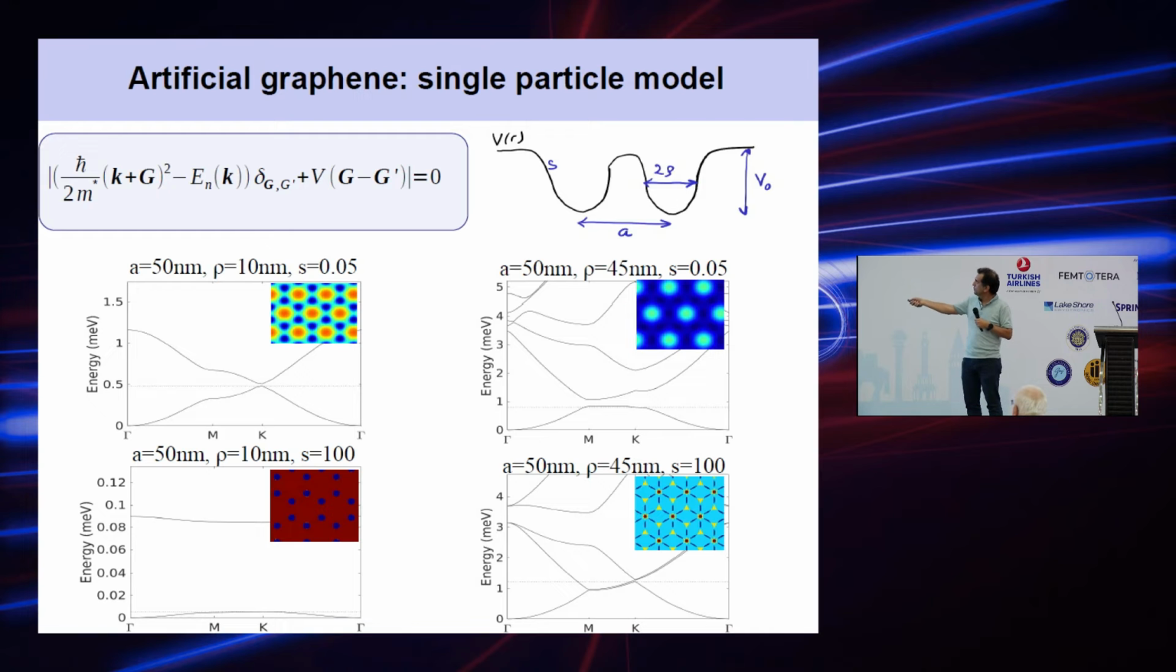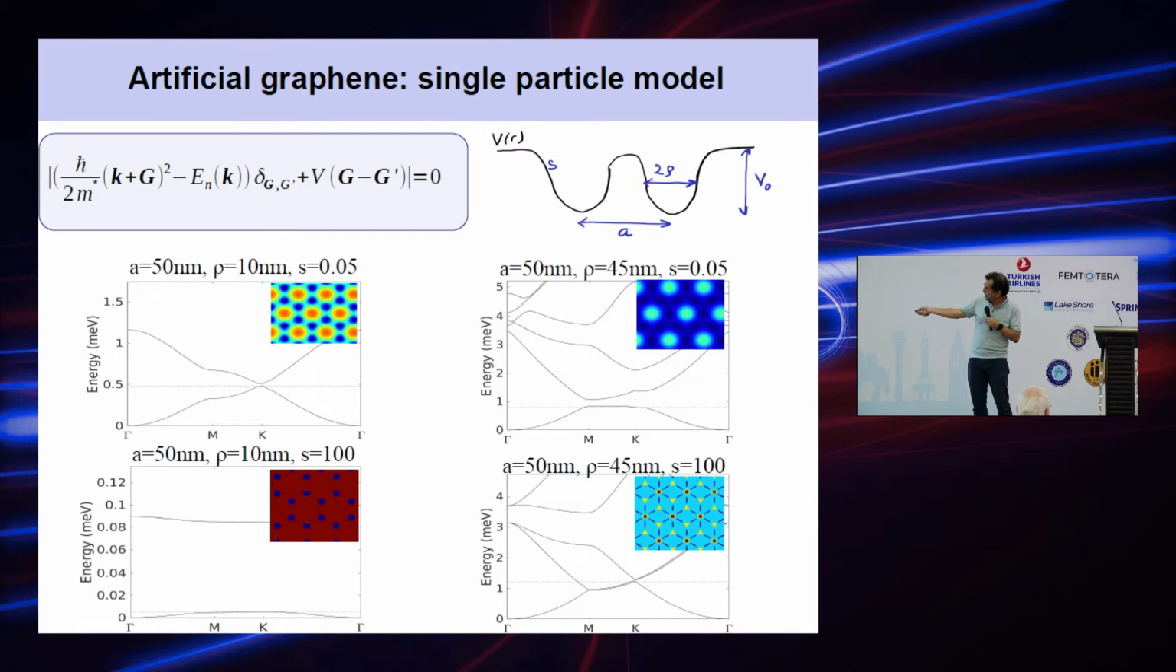If you make the rho, the diameter, much larger, what will happen is that the hopping parameter t will be modified. There will be maybe a very strong second nearest neighbor hopping and effects like that. So as you can see, the Dirac cone is distorted.